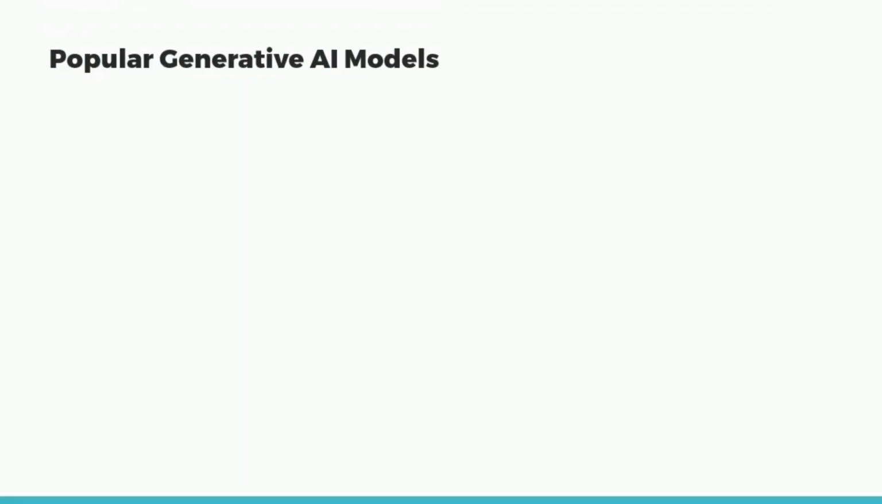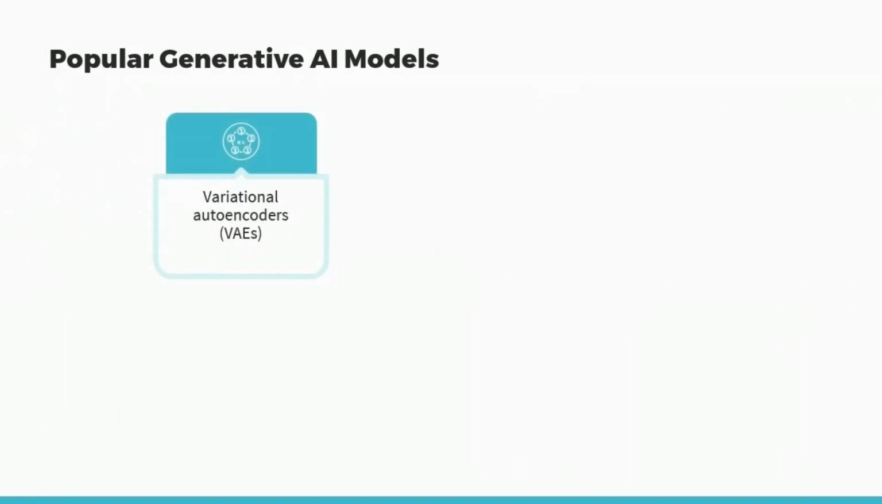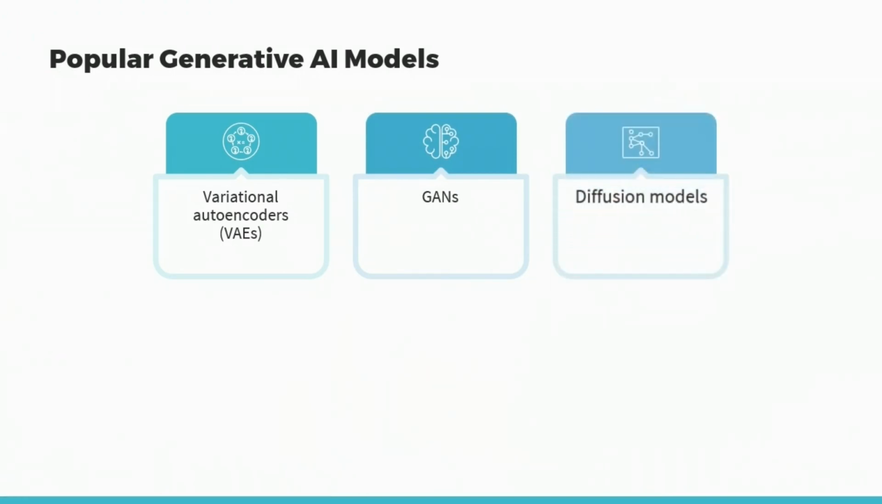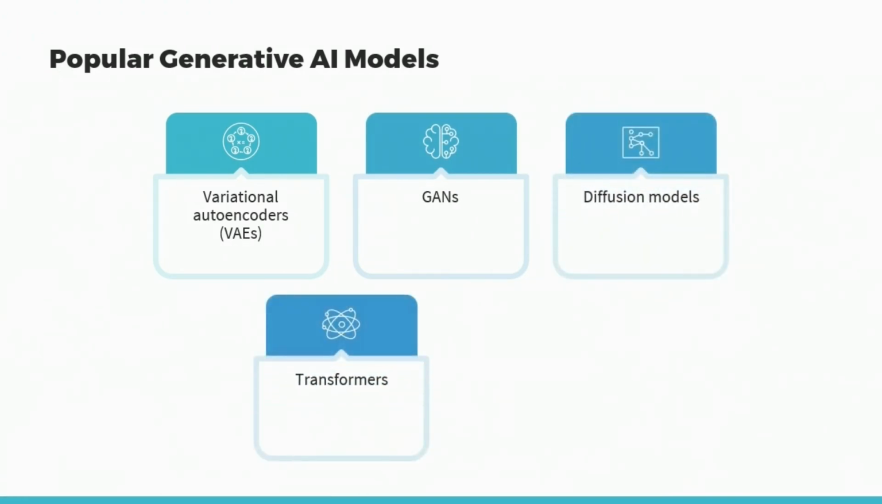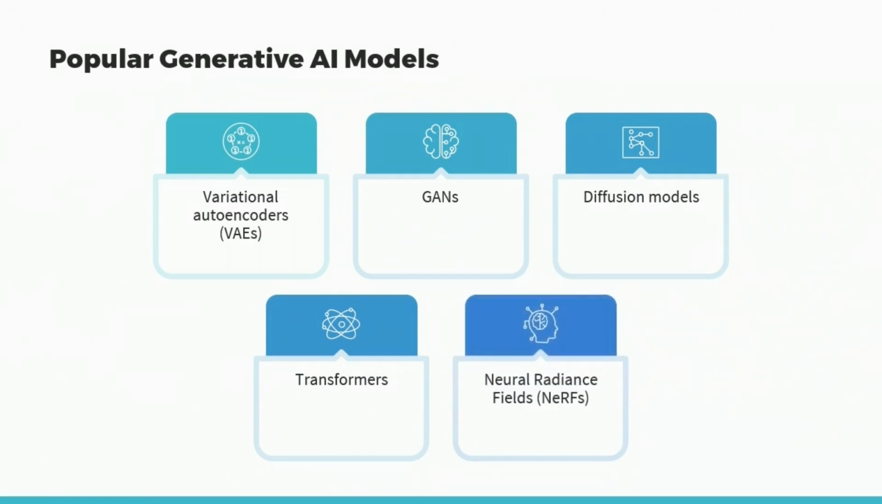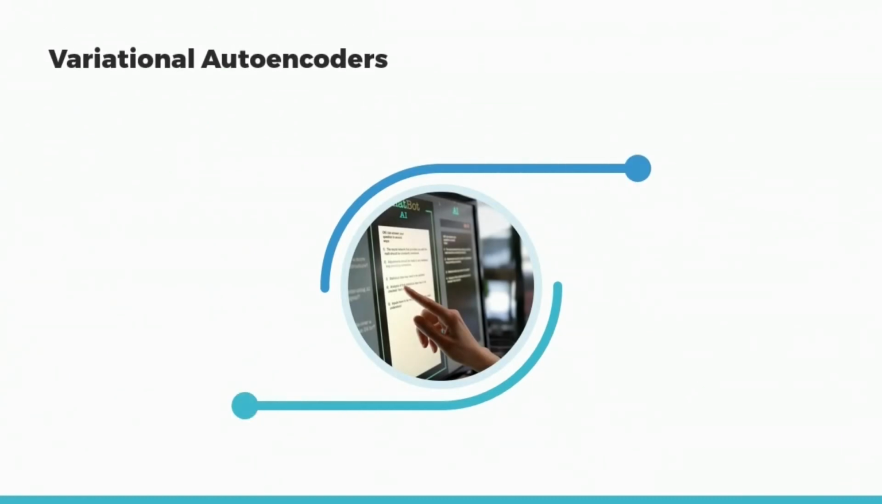In this video, I'm going to be discussing some popular generative AI models. They include things like variational autoencoders, VAEs, generative adversarial networks, or GANs, diffusion models, transformers, and neural radiance fields, or NeRFs. So let's get started with variational autoencoders.